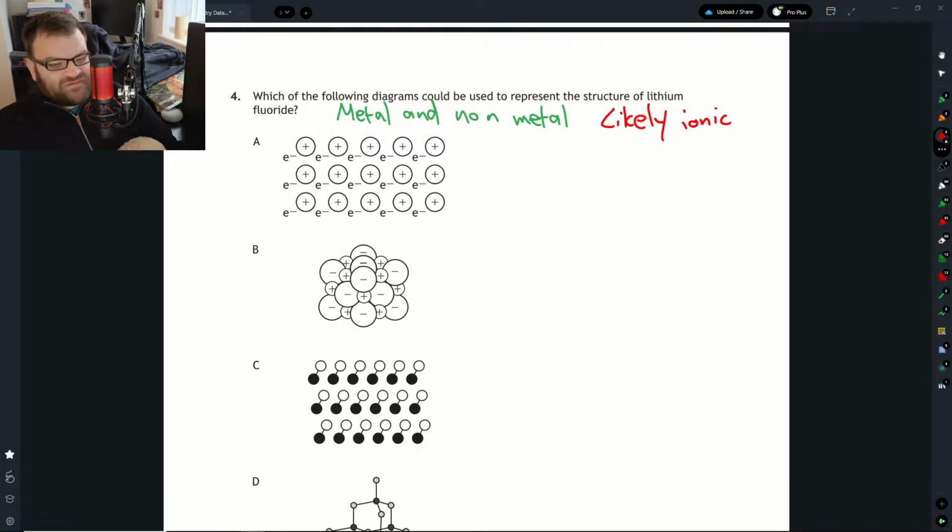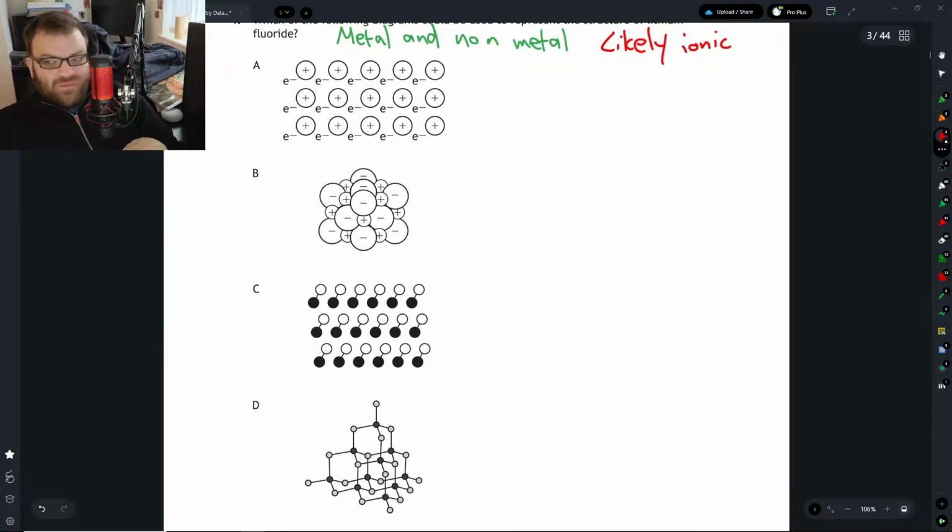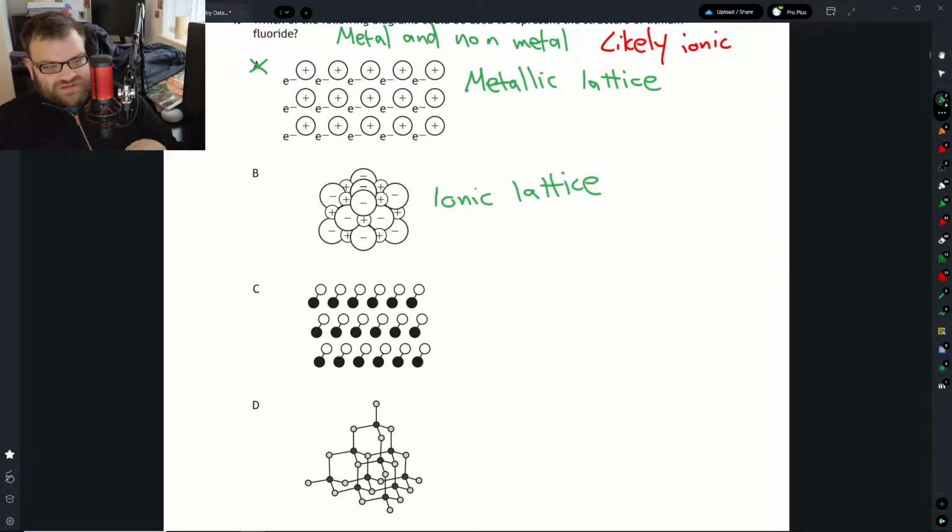If there was any information about properties such as conducting electricity, melting points and boiling points, that's more important than just whether it is a metal and non-metal. In this question, it's all we've got to play with. We need to then know about the 4 different types of bonding and structure that can be represented. If there are delocalized electrons, that is a metallic lattice. Not what we want in this question. Next one, we have positive and negative ions. That is an ionic lattice. That will be our answer for this question.